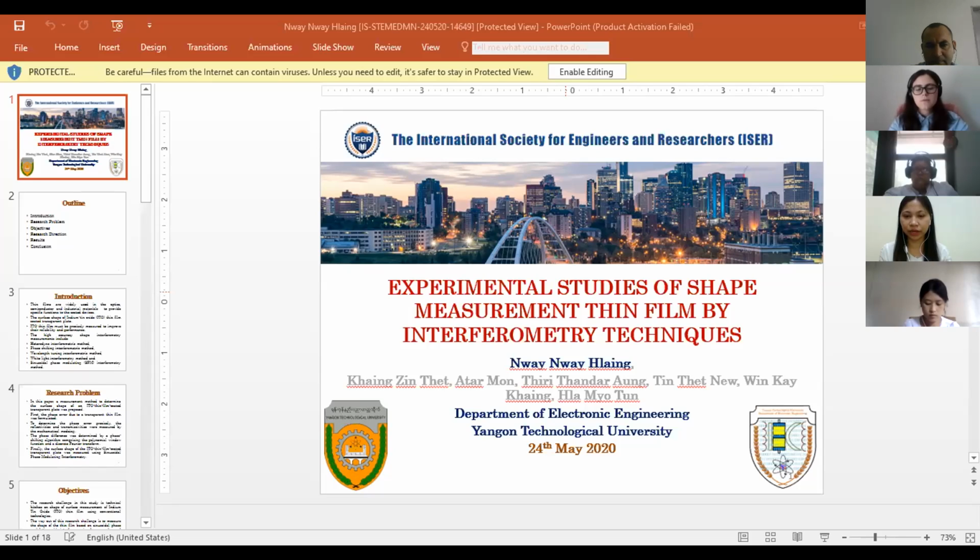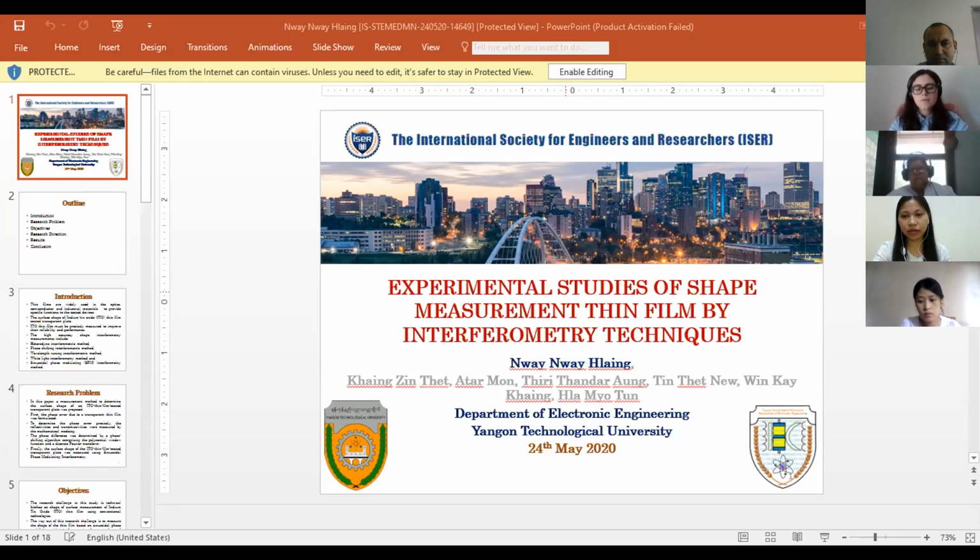Sinusoidal phase modulating interferometry methods are used. This is the research problem. In this paper, a measurement method to determine the surface shape of an indium tin oxide thin film coated on a transfer plate was proposed. Firstly, the phase error due to the transfer plate was formulated.